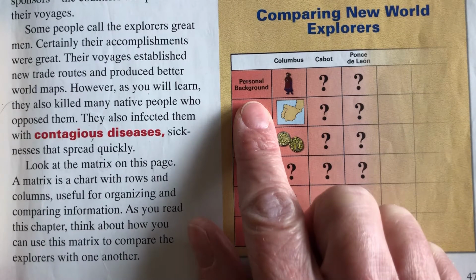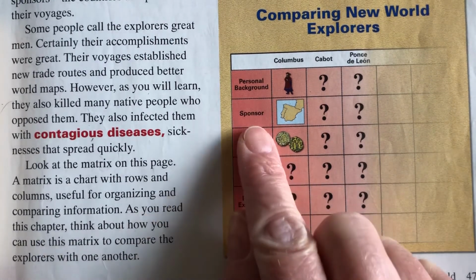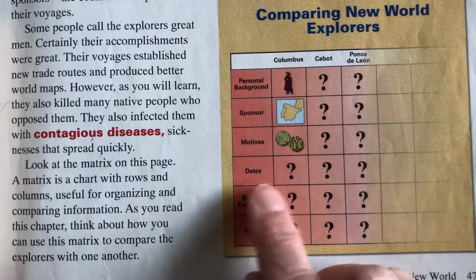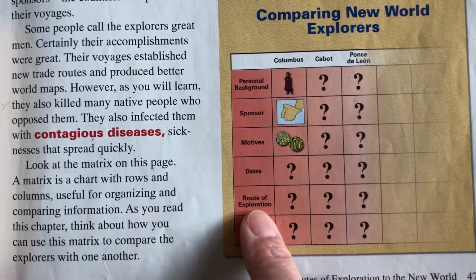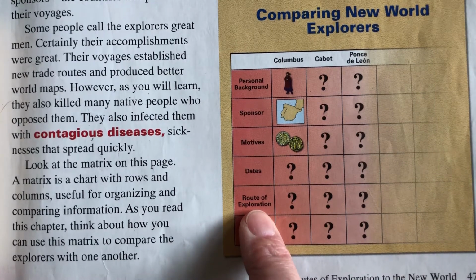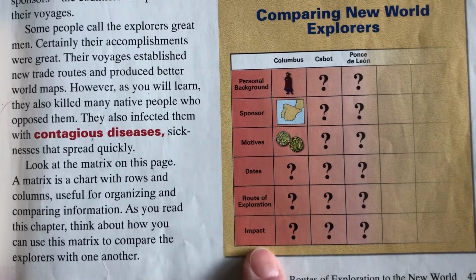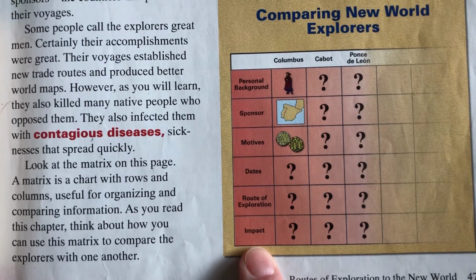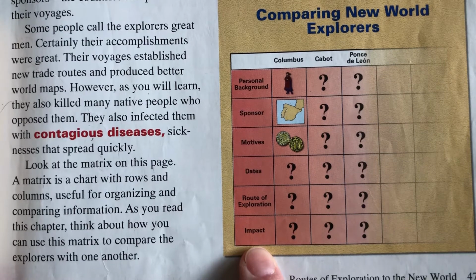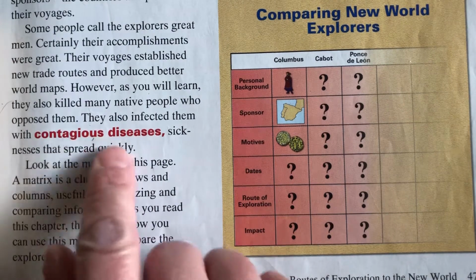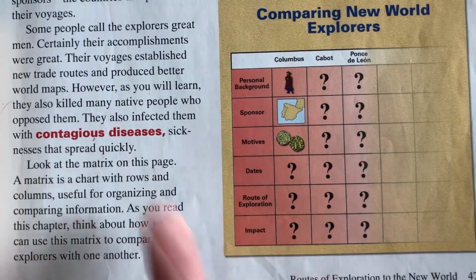So you're going to be looking at 8 explorers, their personal background, who sponsored them, what their motives were, like why did they go exploring, when they did, what route they took, because if you're just talking about the Western Hemisphere, there's a lot of stuff. There's a lot of things to find. So what was their route of exploration? And finally, what impact they had. I think when I think, am I making an impact, it kind of means like, what kind of a difference am I making in people's lives? Some of those impacts were positive, and as described here, especially in big red letters, contagious diseases, there were some negative impacts as well.